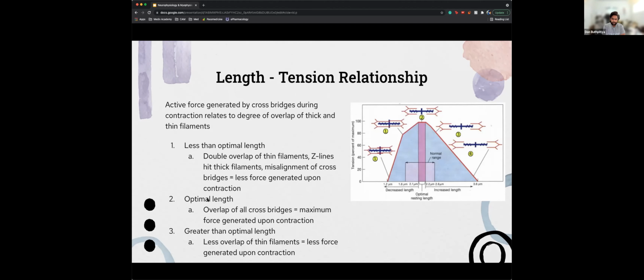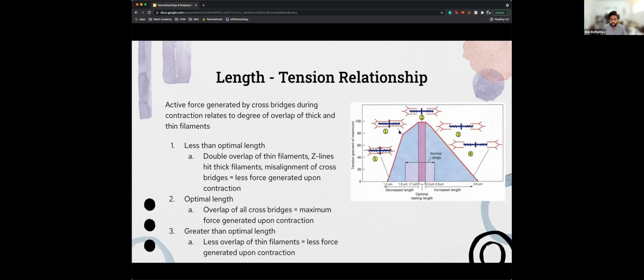So second one, optimal length. This is when your muscle is at pretty much 90 degrees, where you have the maximum amount of force. If you ever try a bicep curl, at that point it's actually really easy. And the hardest part is if you have your arm out straight and you're trying to pull it up. And then you have the greater than optimal length, which is over here, where it's all the way too far contracted, and you're not really going to get any force out of that.